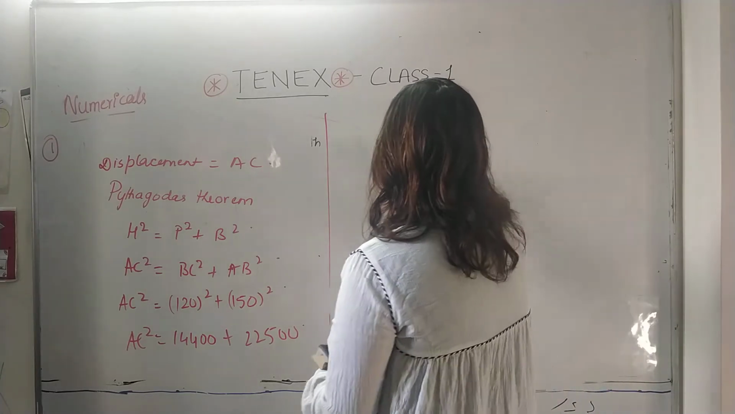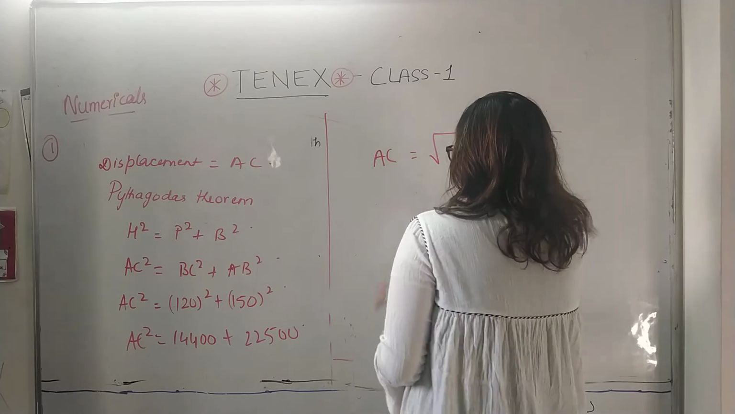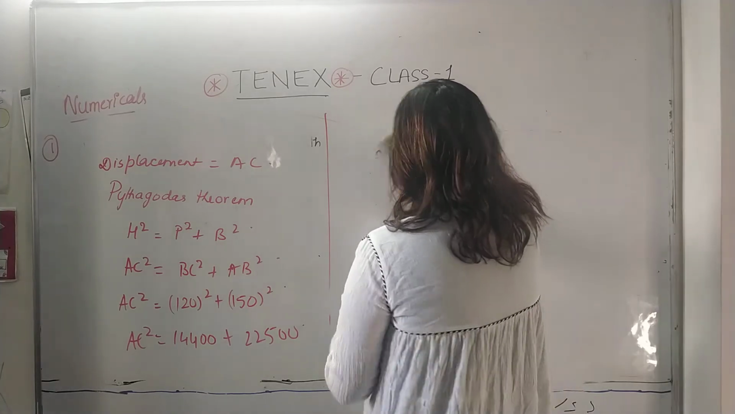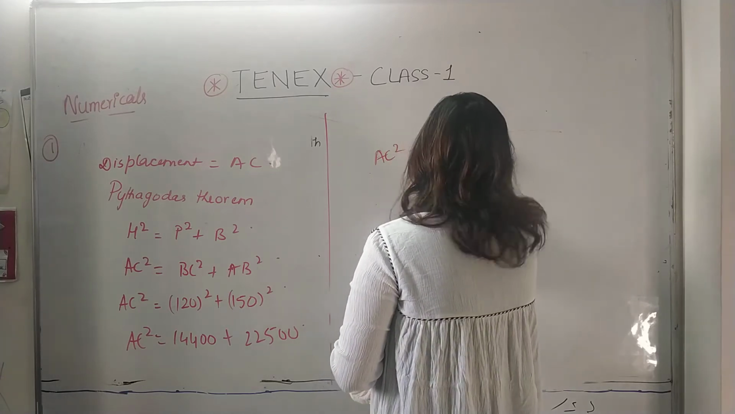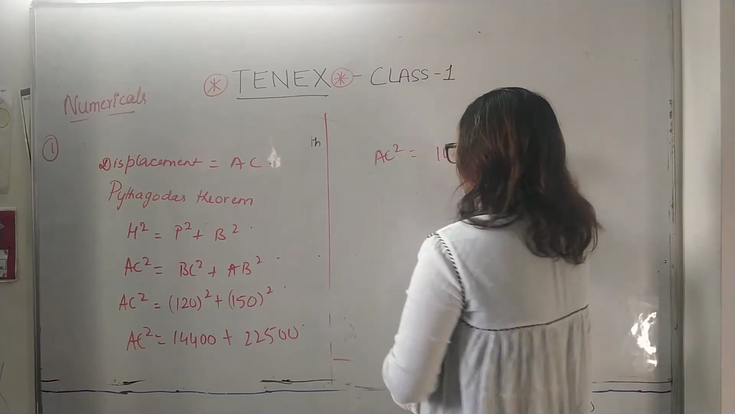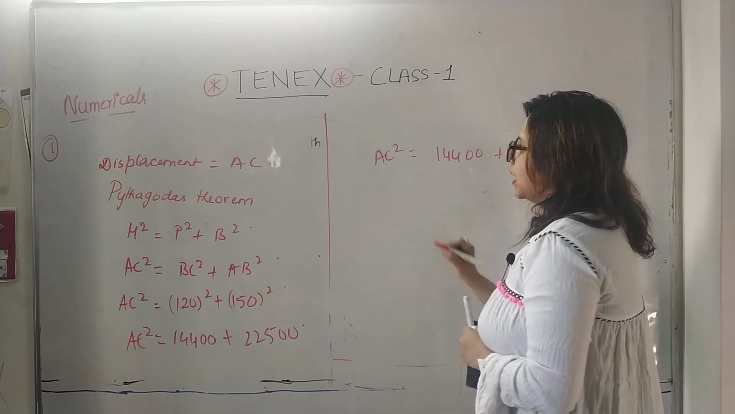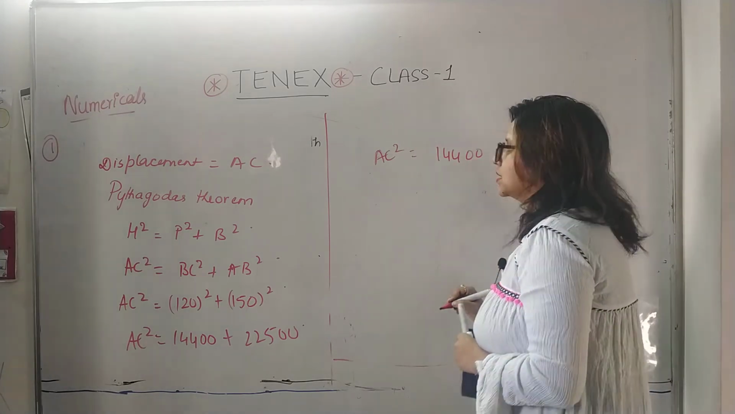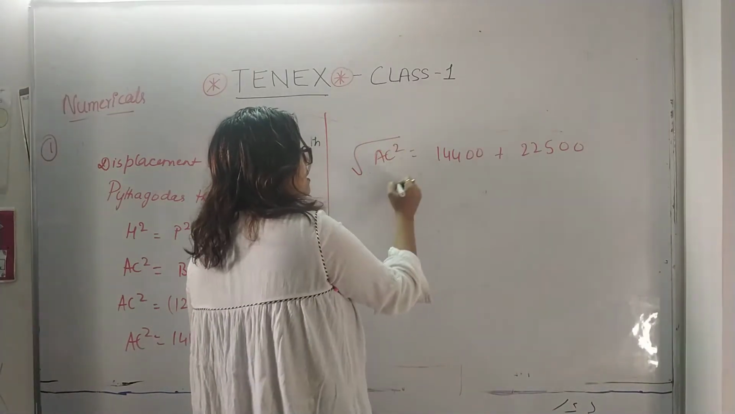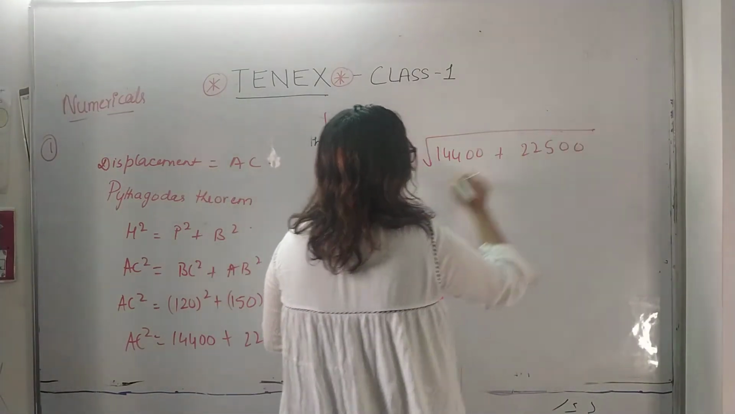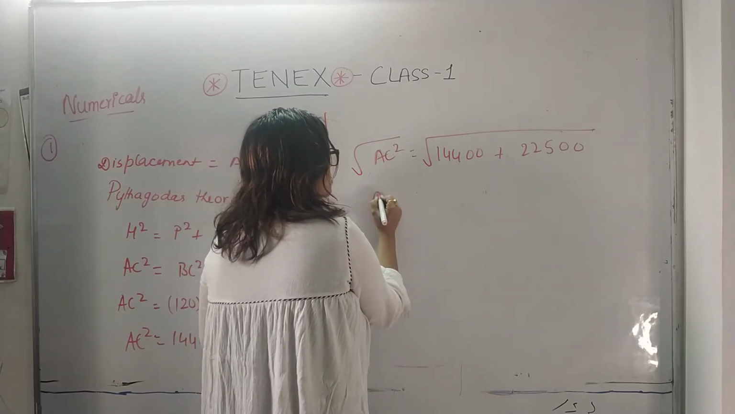Okay guys, so AC is equals to under root. So what I am going to do is, for this particular line, AC square is equals to 14400 plus 22500. Okay, I am going to take under root of both the sides. Taking the under root of both the sides, I get under root AC square is equals to under root of this quantity. Okay, so under root of AC square is equals to AC.